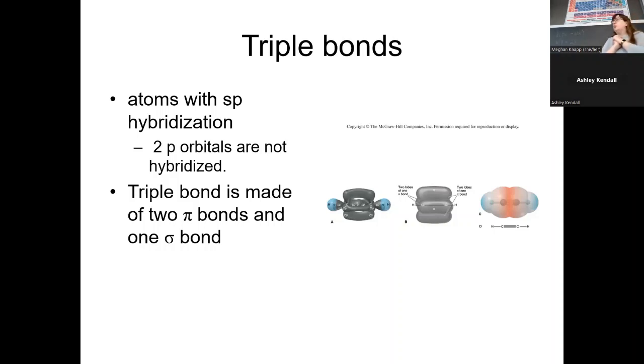Remember, we also learned on Wednesday that this can keep us from rotating around the molecule, whether it's a double bond or a triple bond. If we were to rotate, it would break those pi bonds. So this stabilizes the molecule so it doesn't rotate.